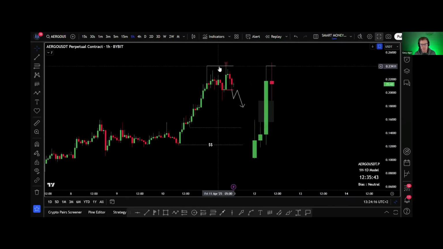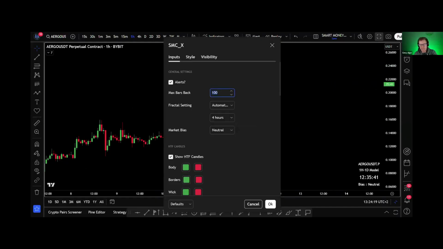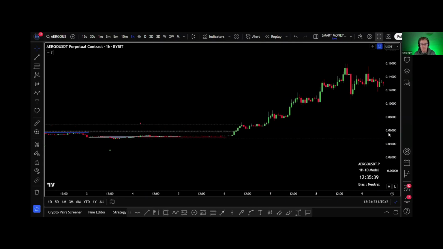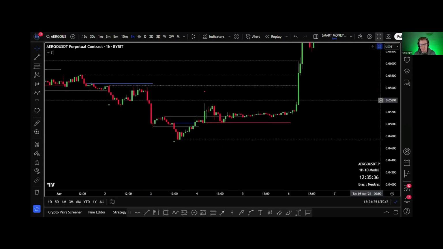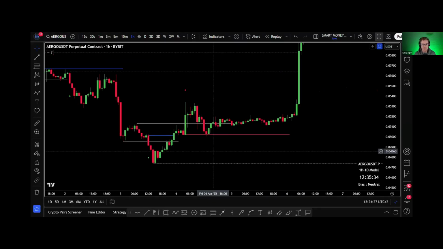So it's up to you if you want to see a lot of the previous setups, because it's quite nice. You can actually go back and you can see how many of the setups worked, how many didn't work. You know, you can look over here. This one worked very well.